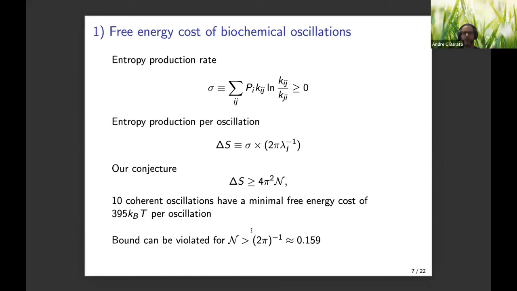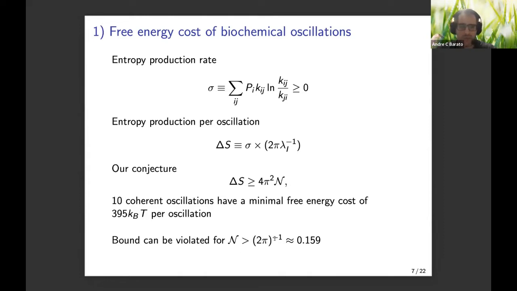Now, our conjecture is that delta S must be larger than 4 pi squared n, okay? So if you want to have 10 coherent oscillations, then you cannot have 10 coherent oscillations if you're not willing to pay at least 4 pi squared multiplied by 10, okay? That's what this inequality means. Now, if you want to compare with the thermodynamic uncertainty relation, this inequality achieves for the number of coherent oscillations what the thermodynamic uncertainty relation achieves for the uncertainty of a thermodynamic current, okay?